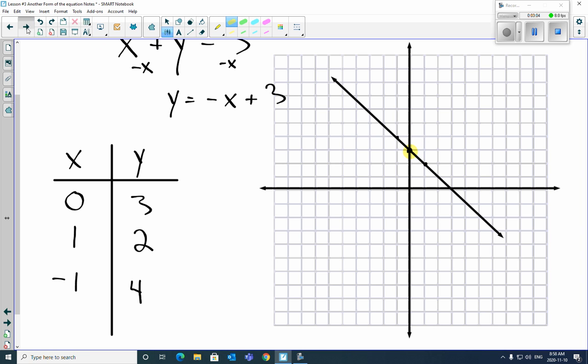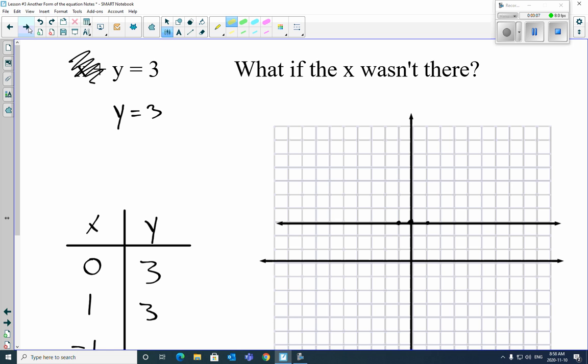Okay, so let's look at this next example. What if x wasn't there? So we go back up to the original equation from the previous page, x plus y equals 3, and just get rid of x. So all we have is y equals 3. Well, it's just like it looks. What is y every time we pick a value of x? Every time we pick a value of x, y equals 3.